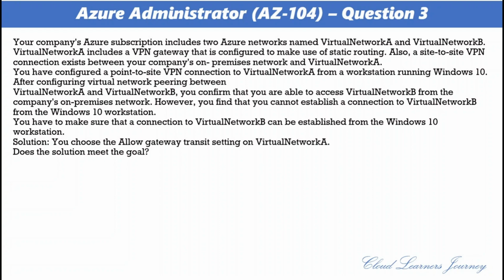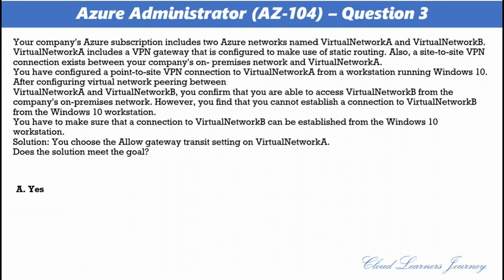After configuring virtual network peering between Virtual Network A and Virtual Network B, you confirm that you are able to access Virtual Network B from the company's on-premises network. However, you find that you cannot establish a connection to Virtual Network B from the Windows 10 workstation. You have to make sure that a connection to Virtual Network B can be established from the Windows 10 workstation. It is the same as the previous question, but the solution is different, and the solution is you choose the Allow Gateway Transit setting on Virtual Network A. Does the solution meet the goal?